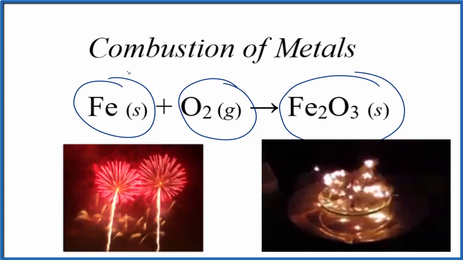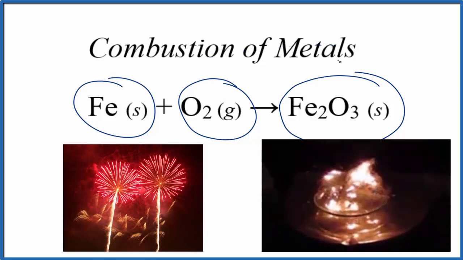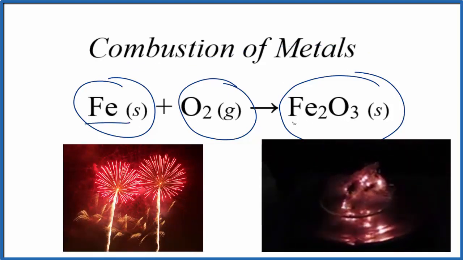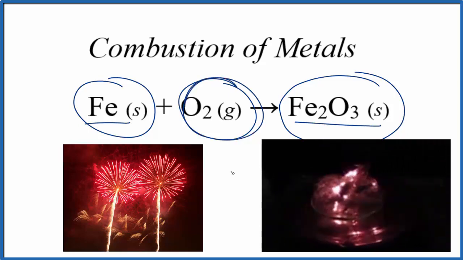Fireworks are an excellent example of the combustion of metals. The colors we see in fireworks come from the combustion of metals to make metal oxides using oxygen in the air, the atmosphere.